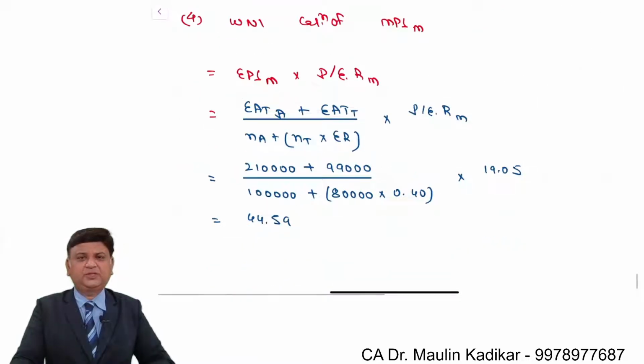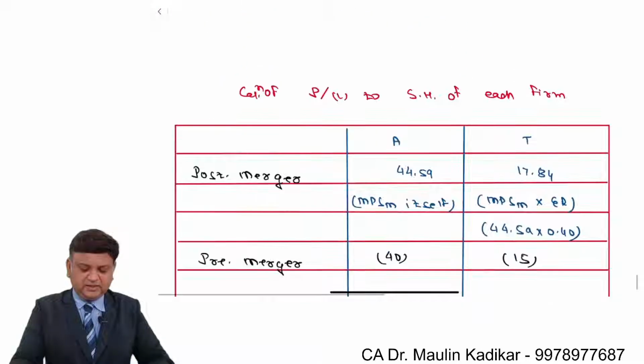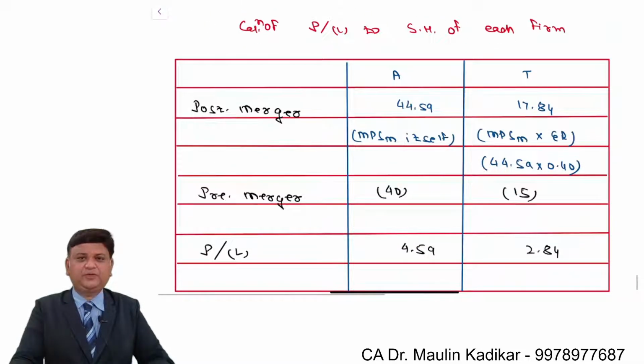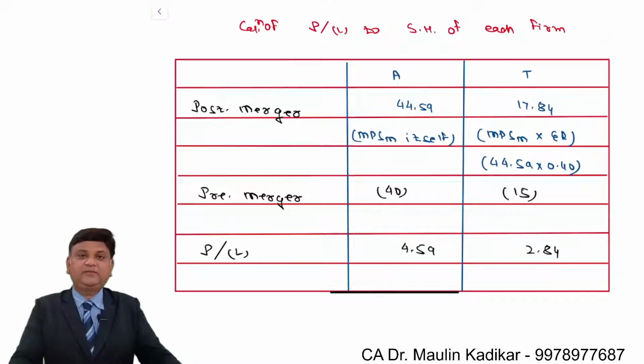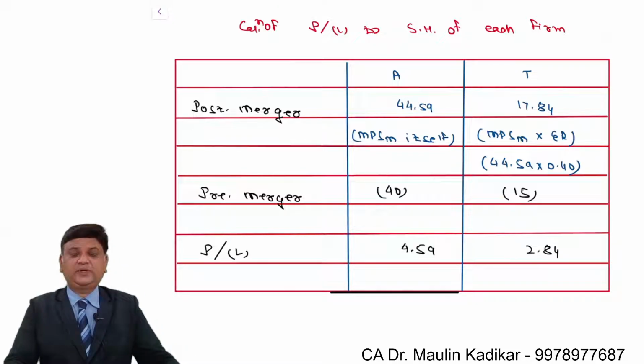Next is the simple calculation of the MPS of the merged firm, and the calculation of the profit or loss that the shareholders of each of the firms will have. Only the third part of the question is tricky in this question. Otherwise, solving the first, second and fourth part of the question is extremely simple in my opinion.